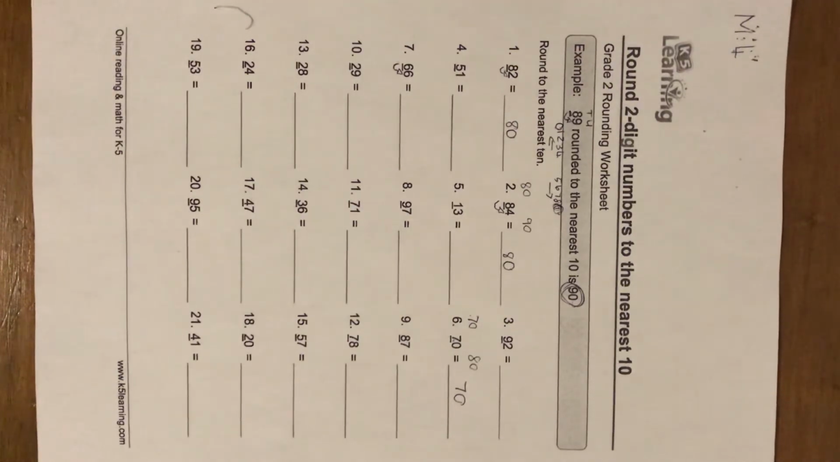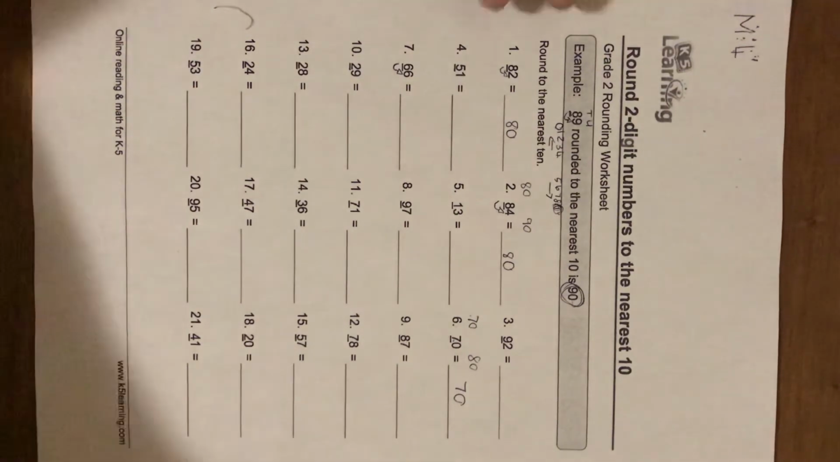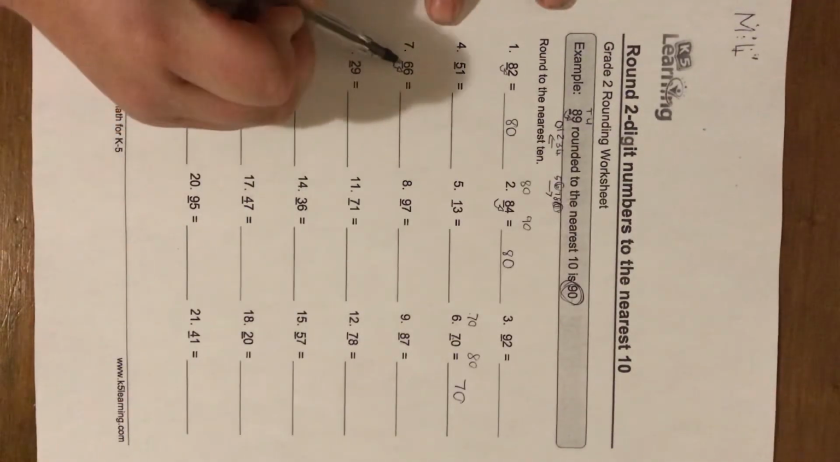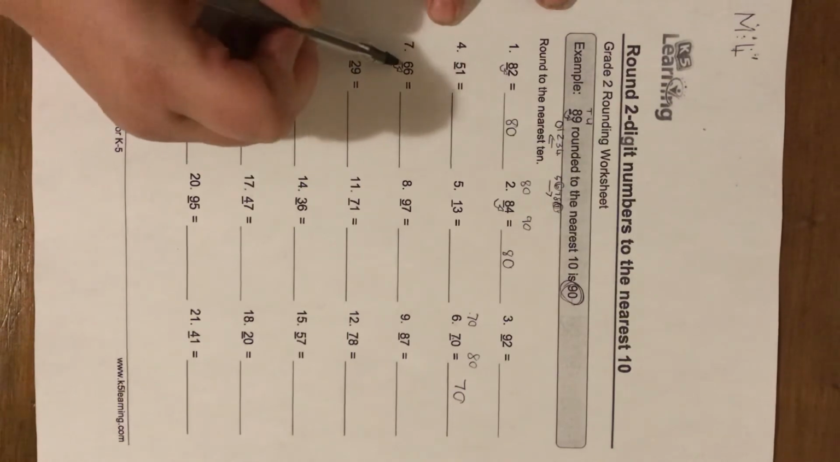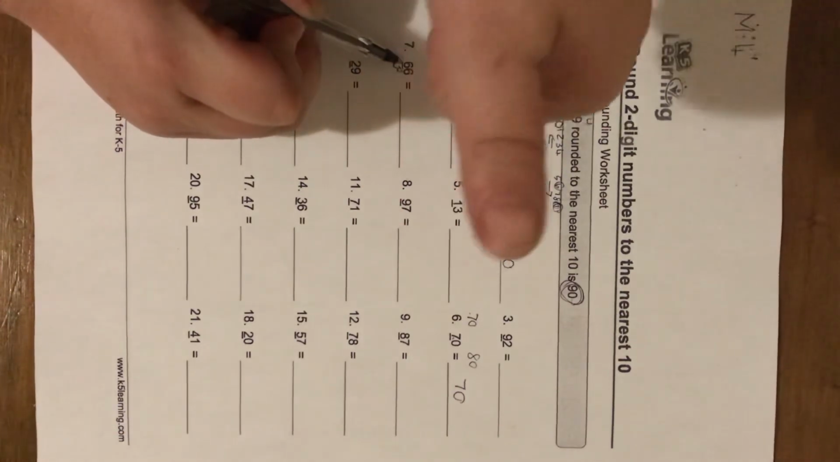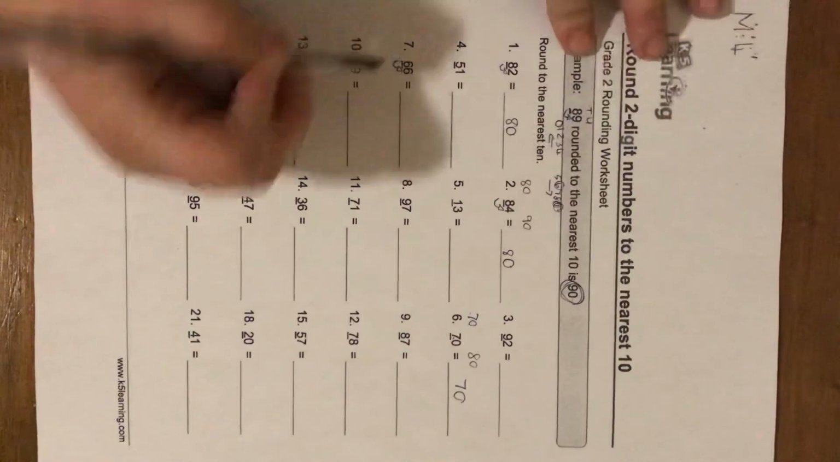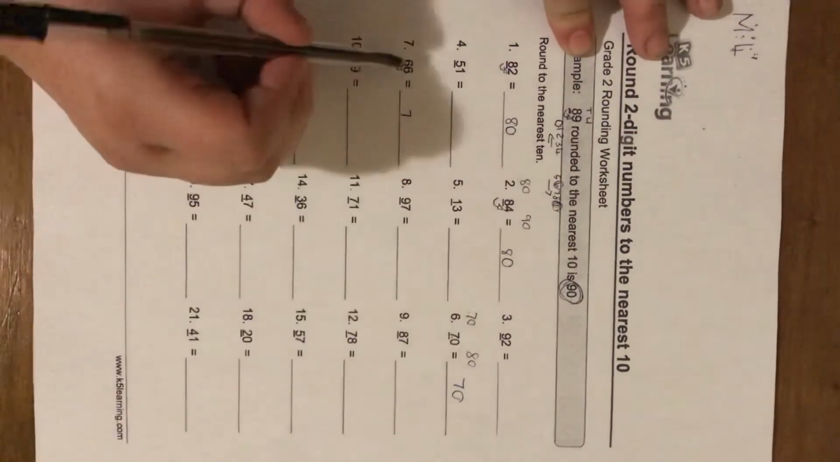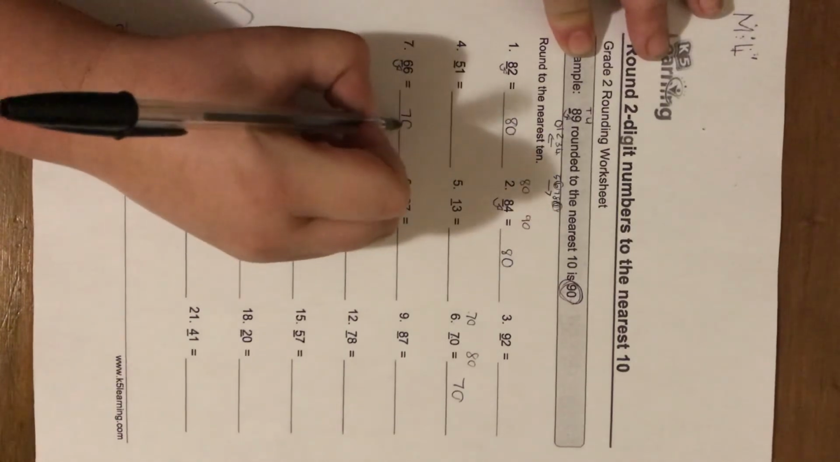What is my rule? Actually, 0, 1, 2, 3, 4 stays the same. And 5, 6, 7, 8, 9 goes to the next 10. What is this one? It is a 6, which means it goes to the next 10. What is my 10 after 60? 10, 20, 30, 40, 50, 60, 70. So I write a 7. My 6 has done its job, so I write a 0.